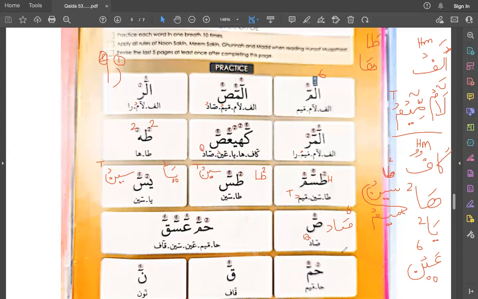Sad. Ha. If you want to write ha, it will be like this. So there is no second letter at the end, so it will be 2 counts long. Meem will be 6 counts long because if you want to write it, there will be mad arid lilsukoon. This is mad arid lilsukoon, and you are making it 6 counts long here because we are saying huruf muqatta'at.